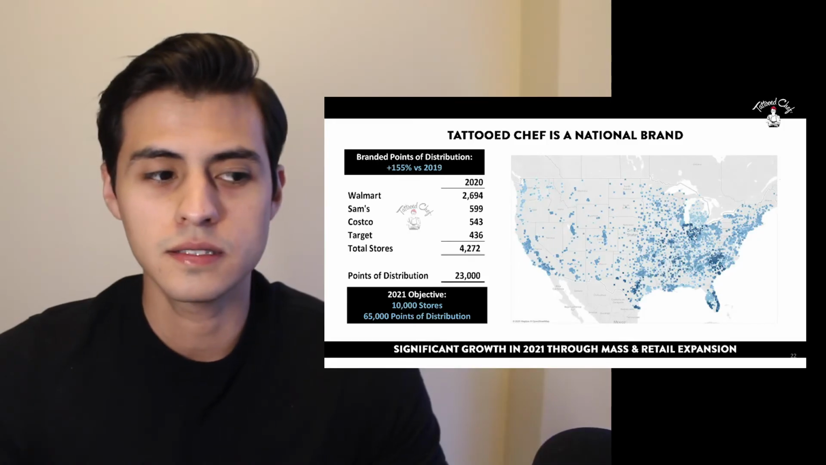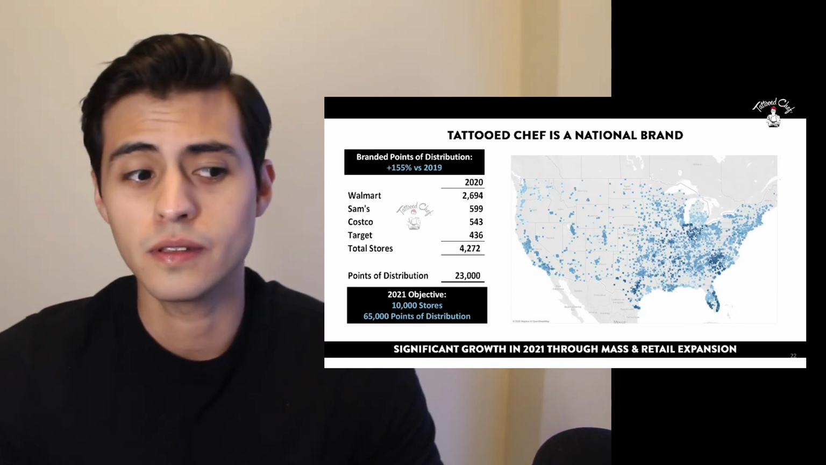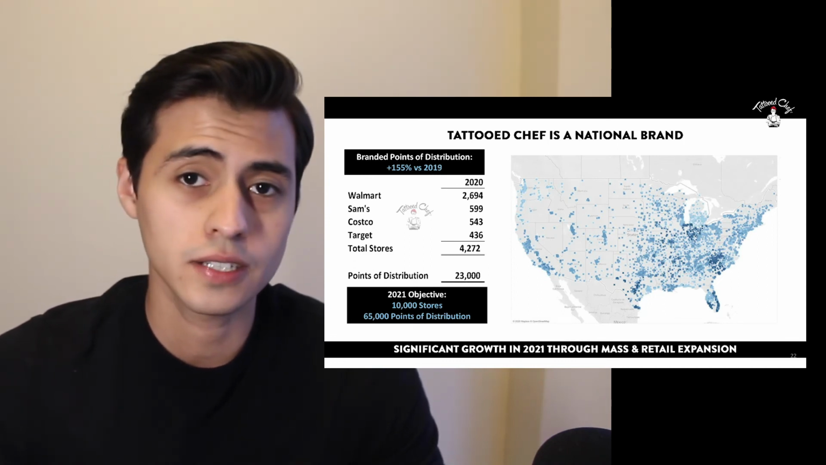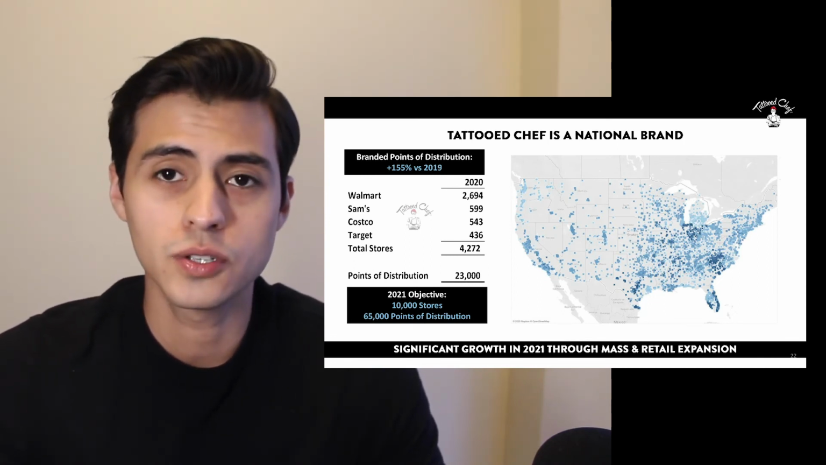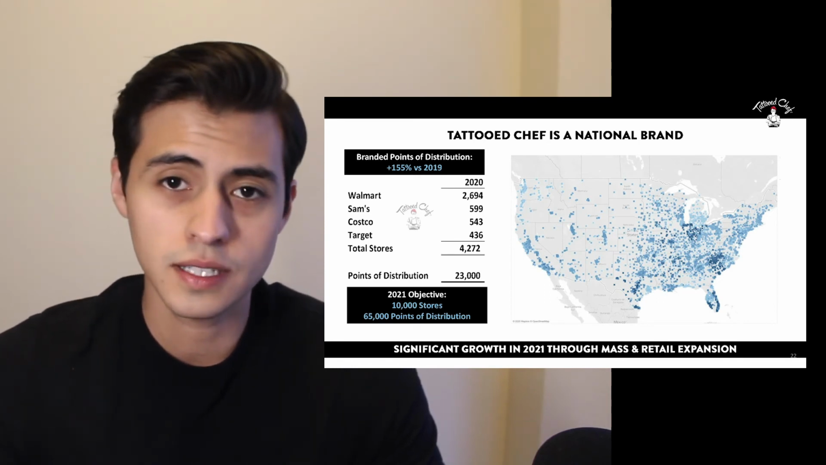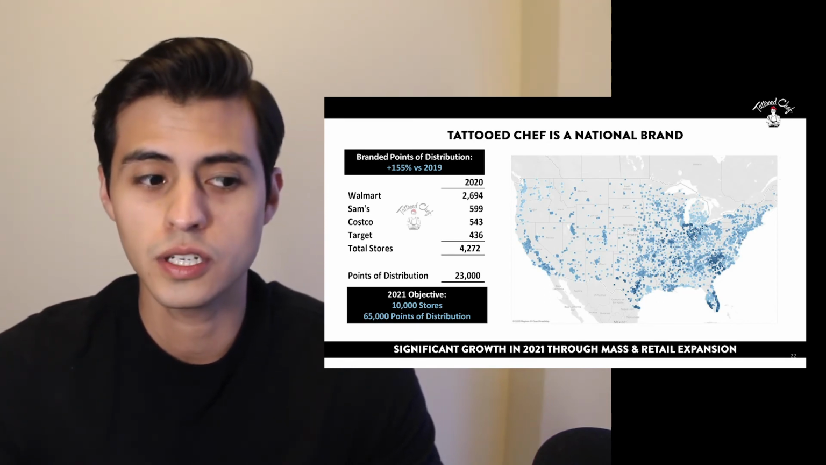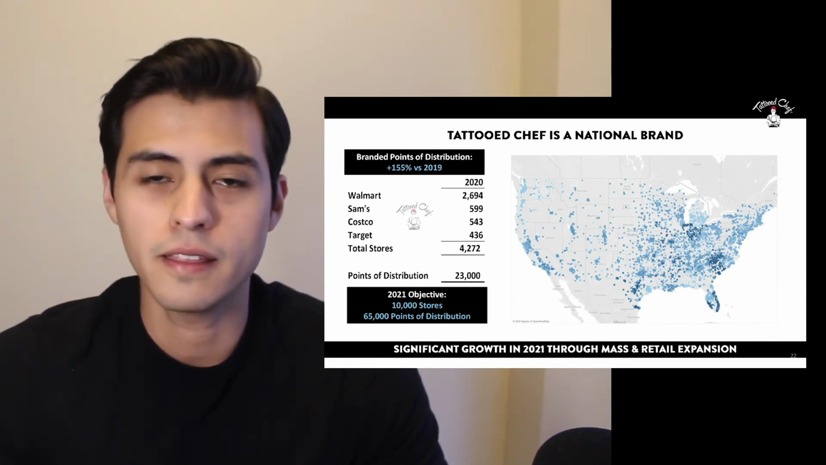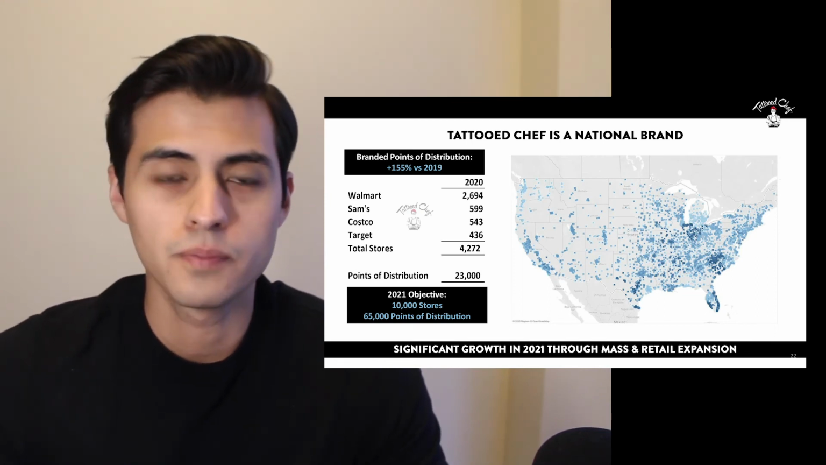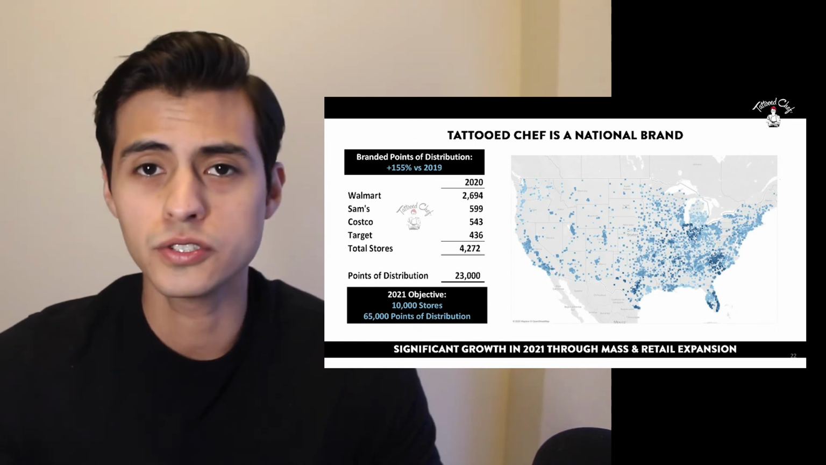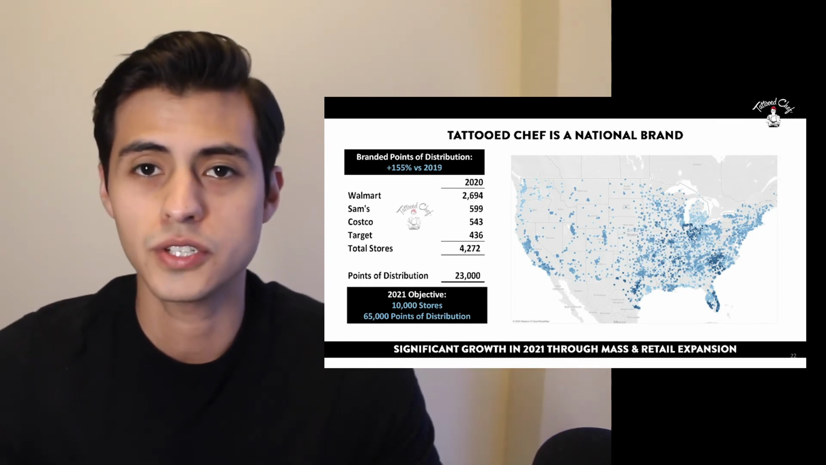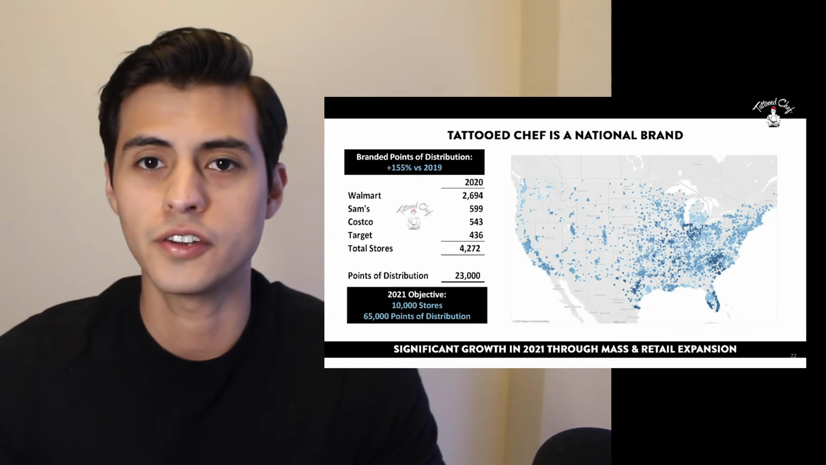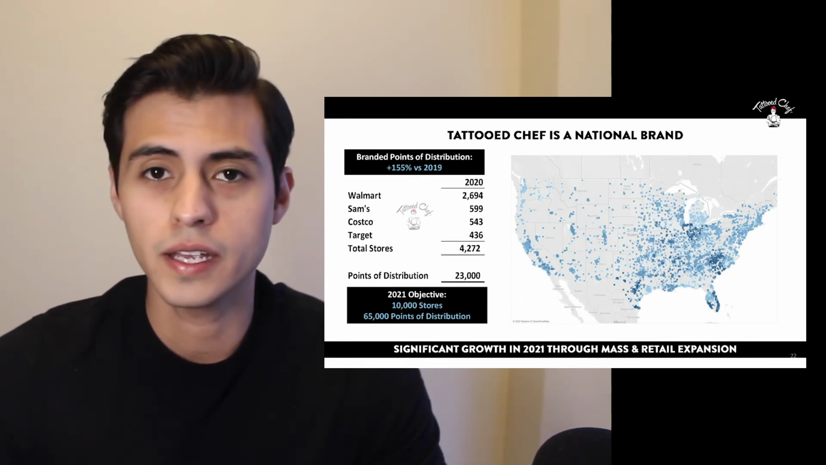A few other things within Tattooed Chef's growth is that we do see that their projections for next year are to expand from 23,000 to 65,000 points of distribution and from 4,200 stores to 10,000 stores by the end of 2021. So we will see a big exposure. We will see a lot of exposure of Tattooed Chef in a lot of different stores, and you're going to start seeing it at your local markets and other places. Yeah, very exciting and a lot of growth potential there.